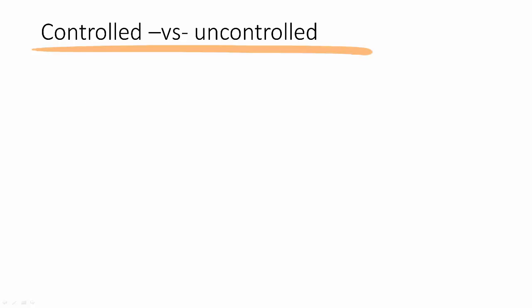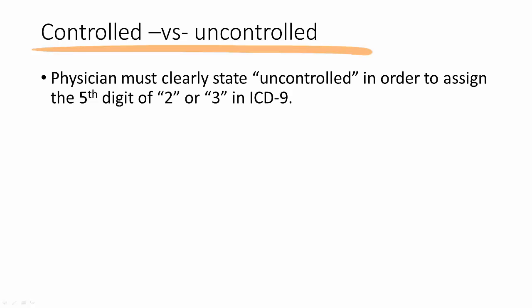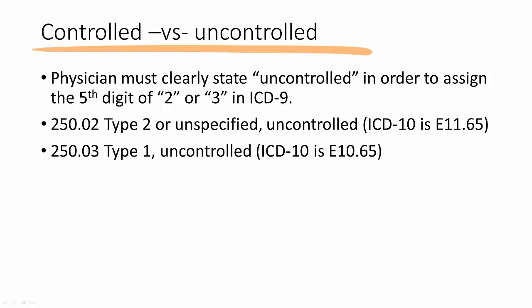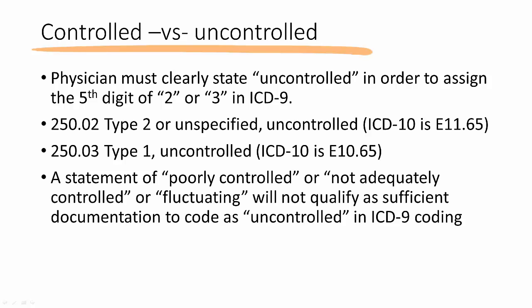After you determine whether or not the patient has type 1 or type 2 diabetes, the next thing you need to look at is whether it's controlled or uncontrolled. Your physician must clearly state uncontrolled in order to assign a proper fifth digit of either a 2 or a 3. This is in ICD-9. A statement of poorly controlled or not adequately controlled does not qualify as sufficient documentation to code as uncontrolled in ICD-9 coding.